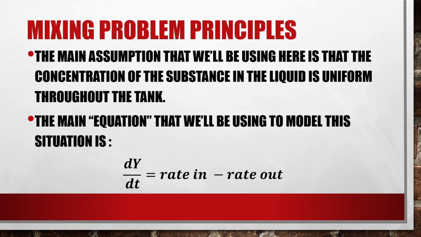So the main assumption that we will be using here is that the concentration of substance in the liquid is uniform throughout the tank. The main equation that we'll be using to model this situation is dy over dt is equal to the rate in minus the rate out. So let's start with a problem.